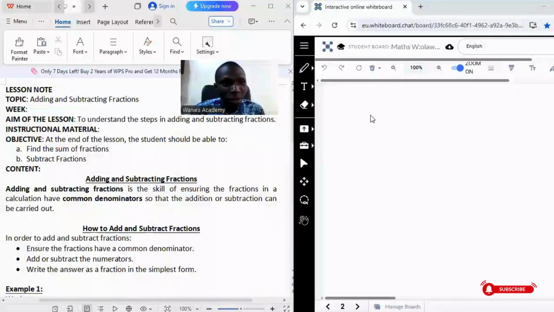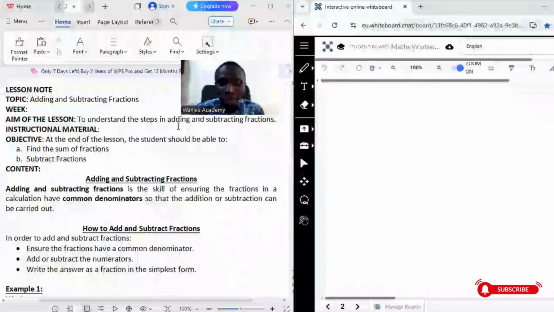In the mathematics class today, we'll be looking at adding and subtracting fractions. Last week, we looked at multiplying and dividing fractions, and today, we'll be looking at adding and subtracting fractions. The aim of the lesson is to understand the steps in adding and subtracting fractions, and the objective is that at the end of the lesson, the students should be able to know how to find the sum of fractions and also know how to subtract fractions.